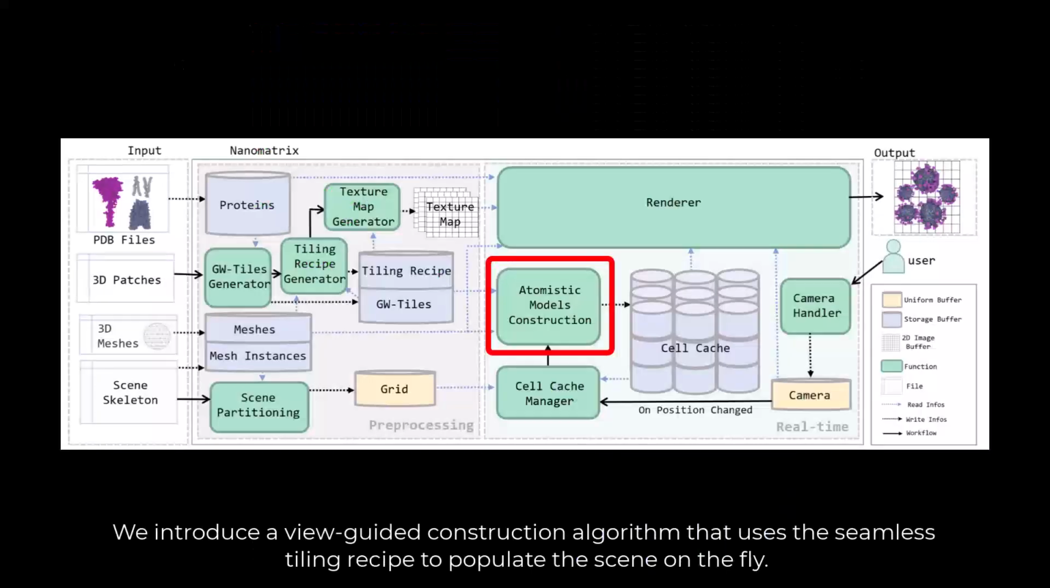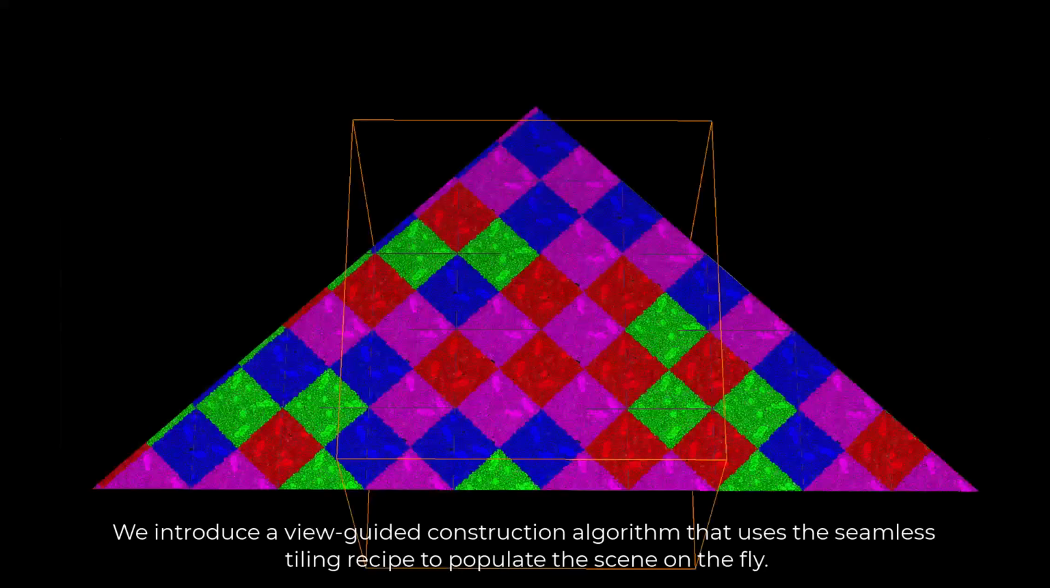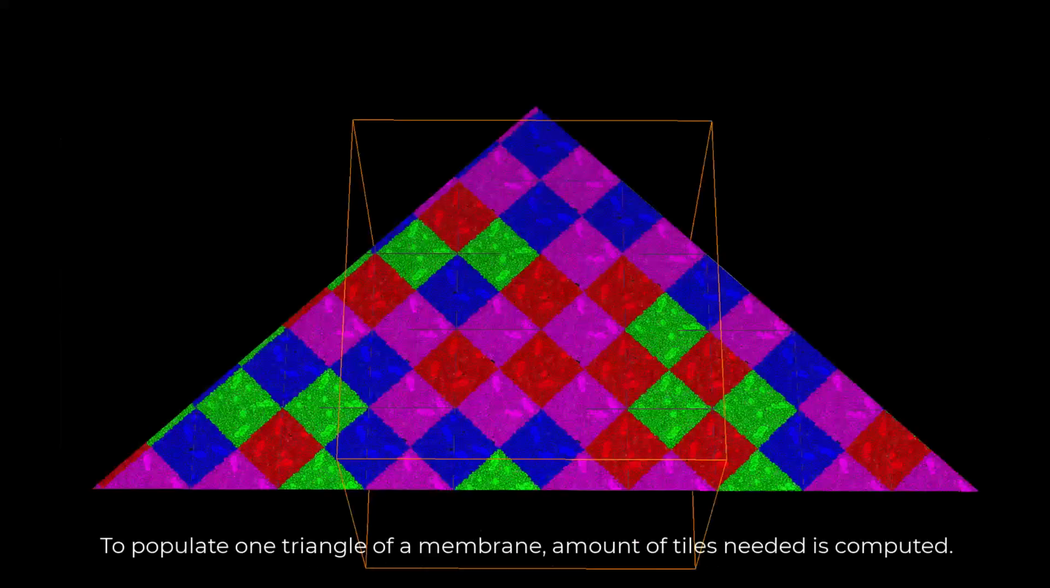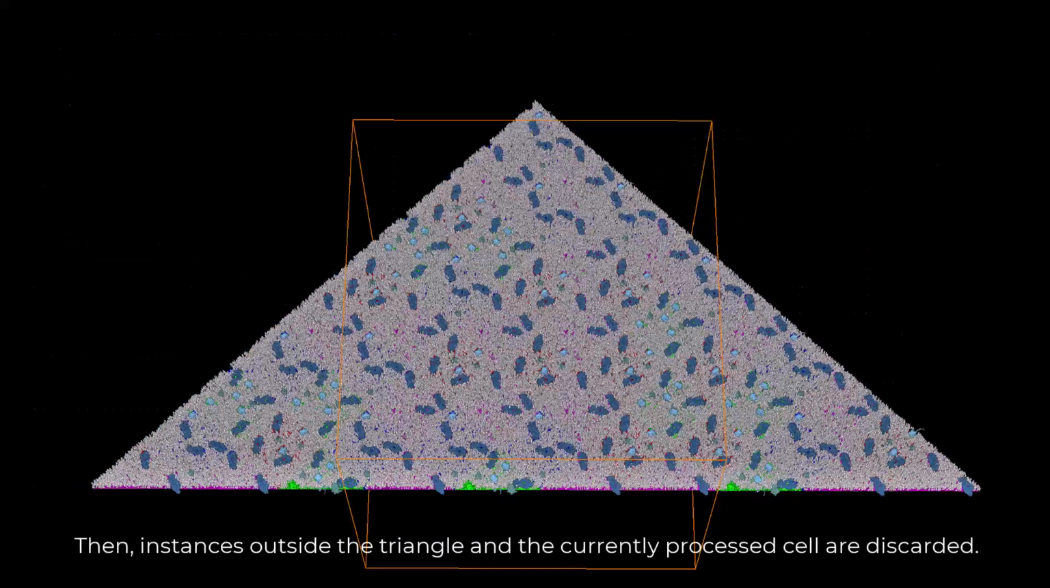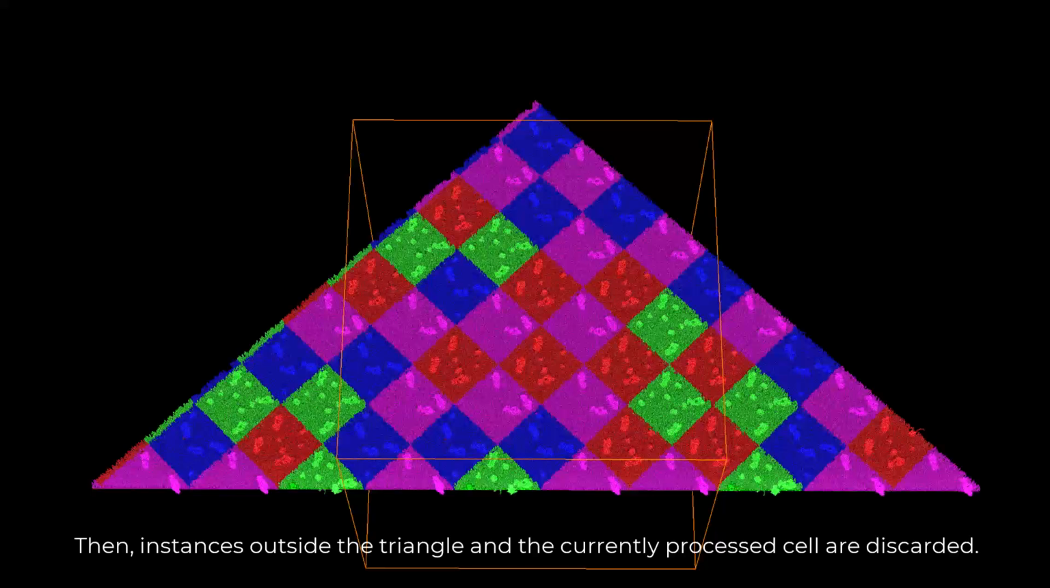We introduce a view-guided construction algorithm that uses the seamless tiling recipe to populate the scene on the fly. To populate one triangle of a membrane, the amount of tiles needed is computed. Then, instances outside the triangle and the currently processed cell are discarded.